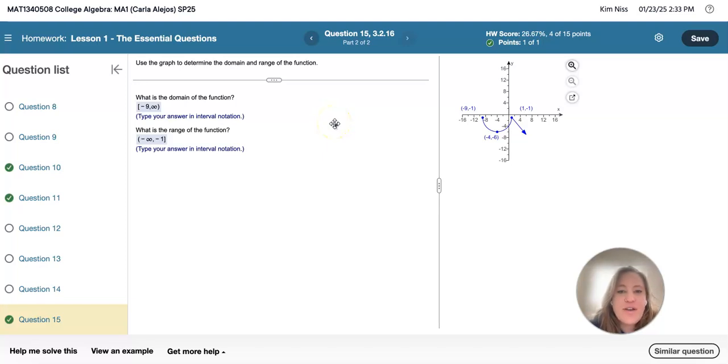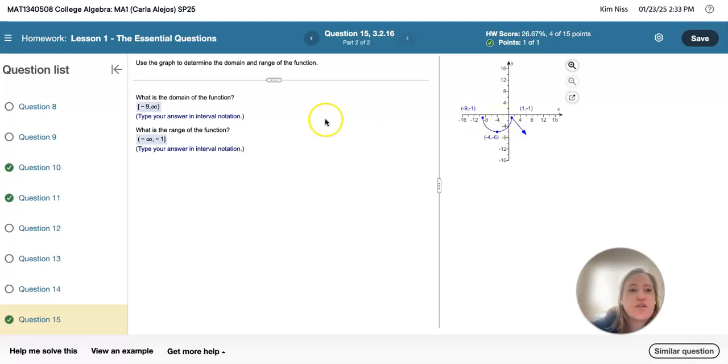Hey there, so I wanted to take a minute and make a quick video about a problem that's a little bit trickier and that's due this week. So this is from lesson 1 and this is question number 15, also from section 3.2. And you're asked to determine the domain and range given the graph that they give you.